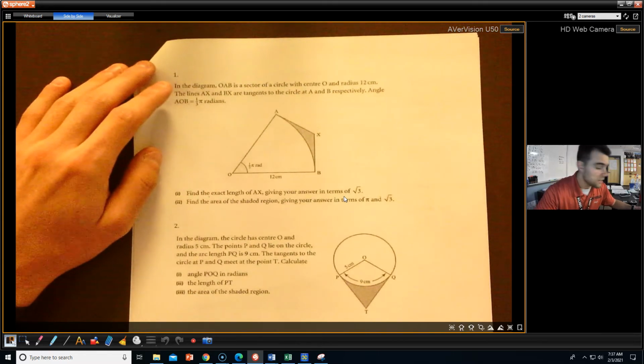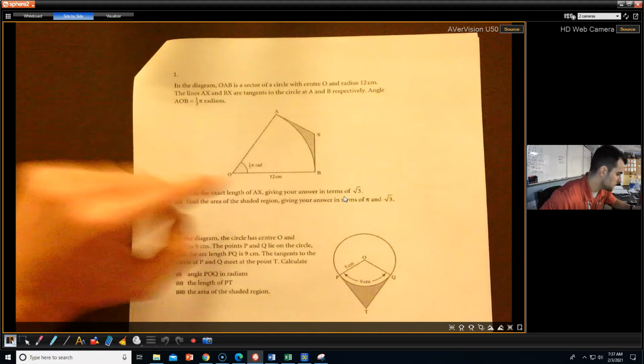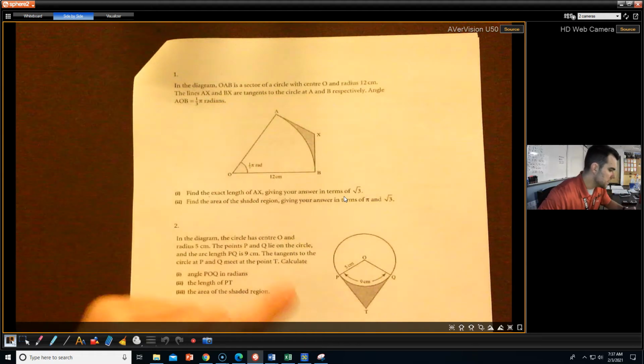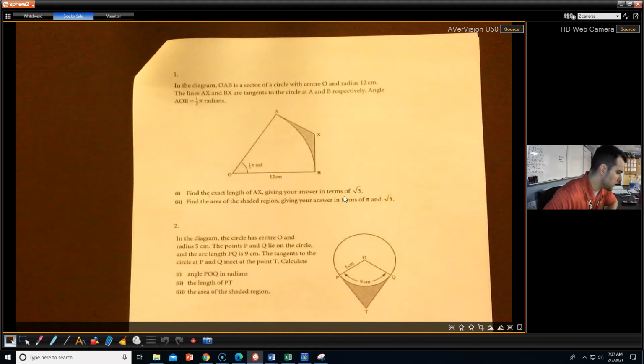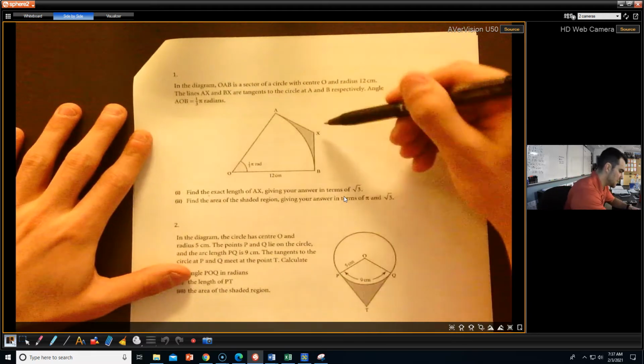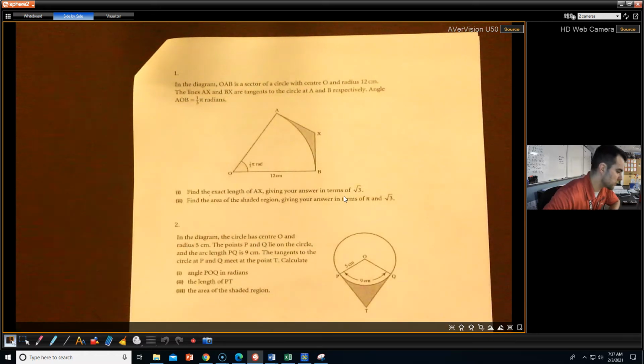Okay. Number 1, in the diagram OAB is a sector of a circle with center O and radius 12 centimeters. The lines AX and BX are tangents to the circle at A and B respectively.